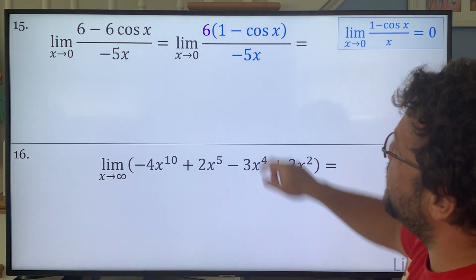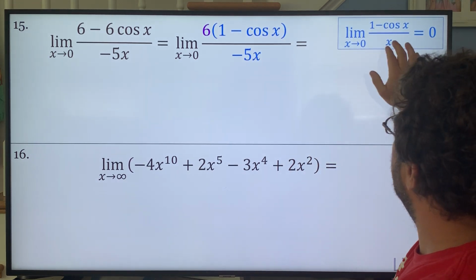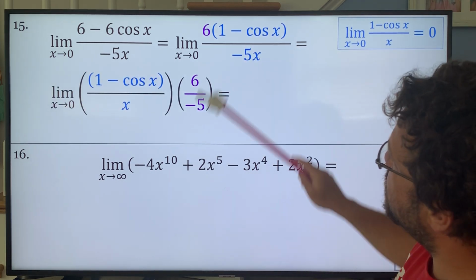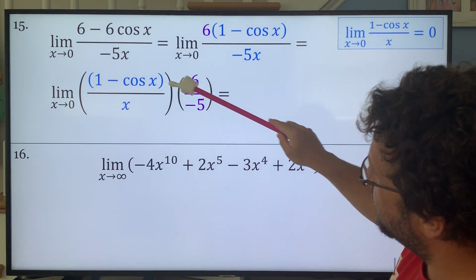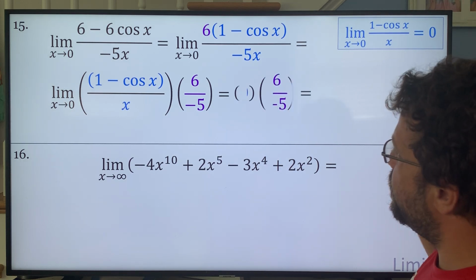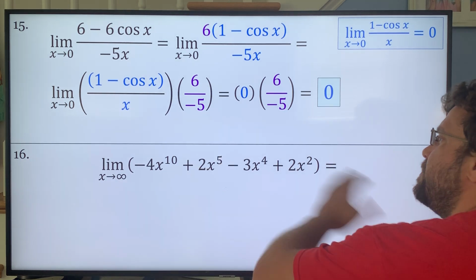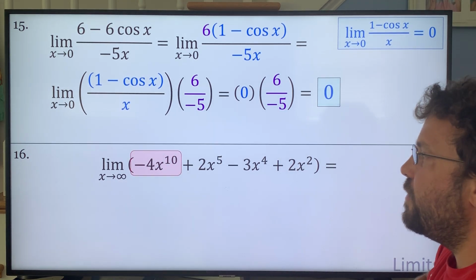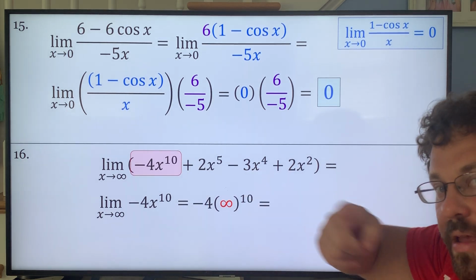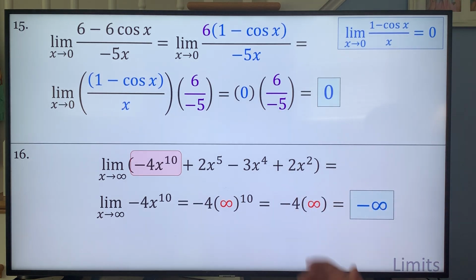What can I take out of the top to get a 1 minus cosine x? A 6. So if I take a 6 out of the top, 6 times 1 minus cosine x over -5x. Well, I just want the x, so I don't care about the -5, right? So I'm going to pull that out too. So I pull out the 6 and the -5, which you can do, because I can always multiply it back in. And this piece right here now becomes 0. 0 times anything is 0. And the last one, pick the highest degree term. -4x to the 10th. -4 times infinity to the 10th. Infinity to the 10th is indeed infinity. Negative number times infinity is -infinity.